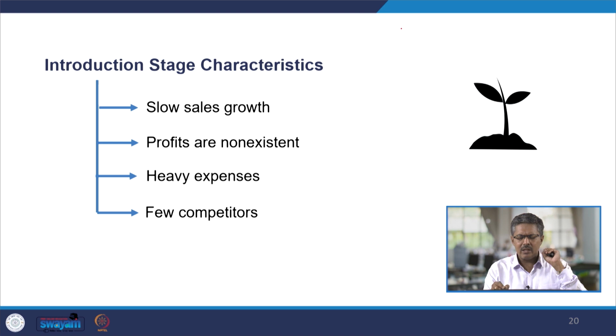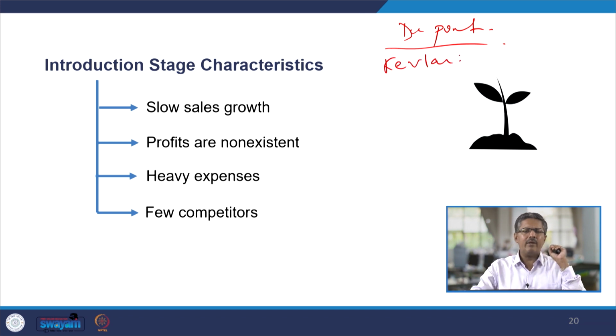Now, in the introduction, if you see what has happened, there is slow sales growth. Even the companies' profit is non-existent. Why? Because lots of money has been put into R&D, especially in B2B cases, lots of money. For example, there are very popular cases, like this case of DuPont. DuPont introduced a product called Kevlar. Kevlar was a new product which was extremely strong and very robust.